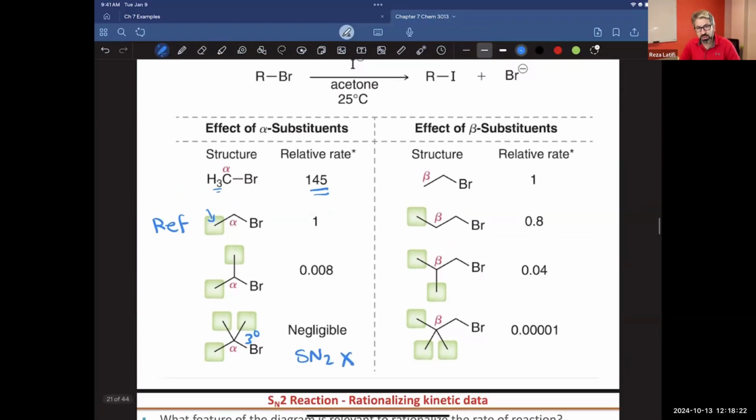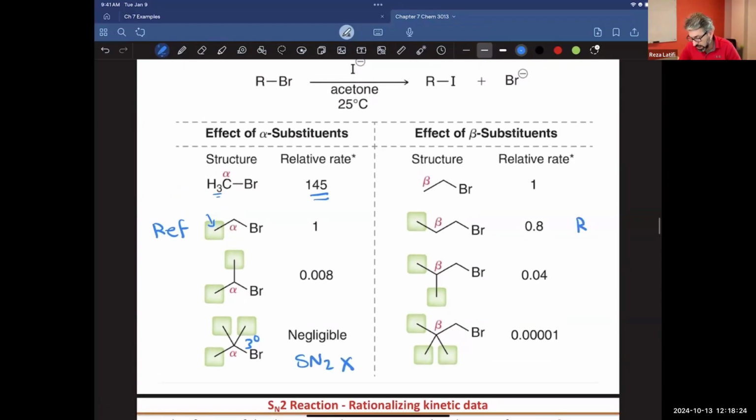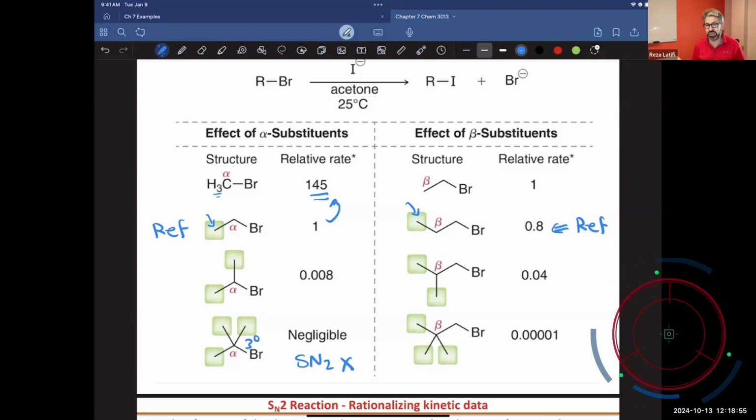But how about the beta? On the beta, the difference is not that much, and this is the proof for it. If we treat this one as a reference, and we change this methyl to hydrogen, the reaction will be faster by only 0.2, so it's not that significant. Well, here when we changed it, it was 145 times faster. So I'm going to say the steric effect is more important on the alpha carbon than the beta, but it doesn't mean the beta is not significant. You have to include it in your calculation. And thank you very much.